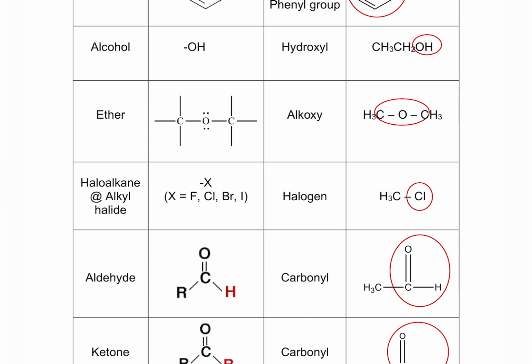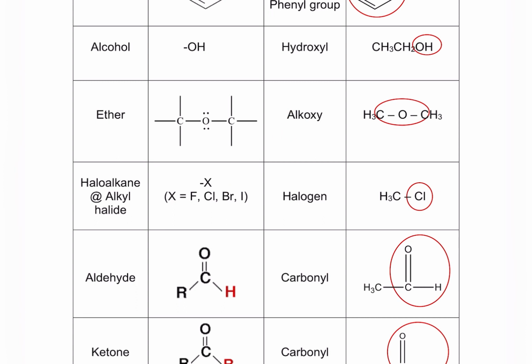The next one, we got ether with this structure, C single bond O single bond C. So the oxygen atom is in the middle between two carbon atoms. The name of the functional group is alkoxy. This is how you circle them.